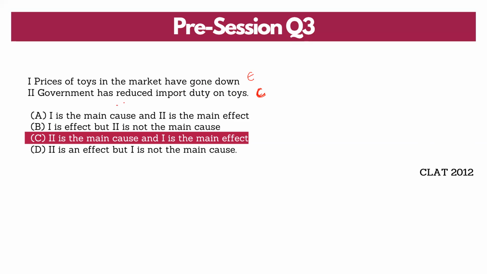Let me say government has increased import duty. Now, if government has increased import duty, will the price of toys in the market have gone down? Will statement number one vary? Yes, this will also vary, because now the statement will be: if government has increased the import duty, then prices of toys in the markets will also go up. So if I change two, one also gets changed. So that means there is a covariability between the two. I change the cause, the effect also gets changed. So the answer is two is the main cause and one is the main effect.